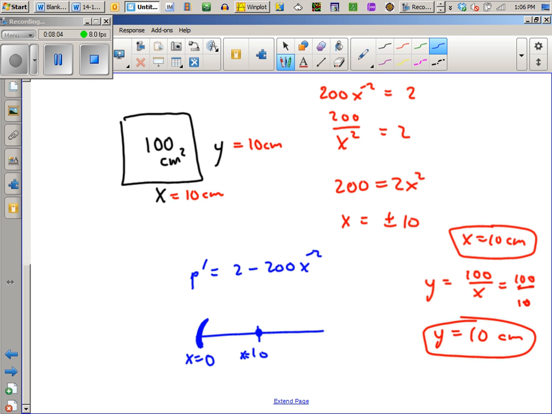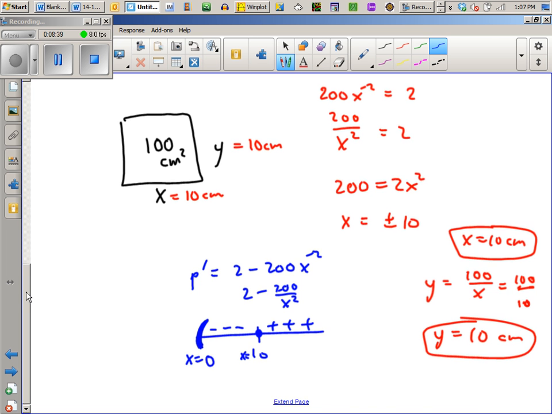If you plug in 1, this is going to come out to be what? Negative. It's 2 minus 200. But if you plug in a number to the right of 10, this is going to come out to be positive, because it's 2 minus 200 over x squared. So if you plug in x equals 10, it comes out to 0. But if you plug in x equals, say, 20, it's going to come out to like 1.5. So this is positive on this side. So it really was a minimum. The derivative changed from negative to positive. We just wanted to confirm that.